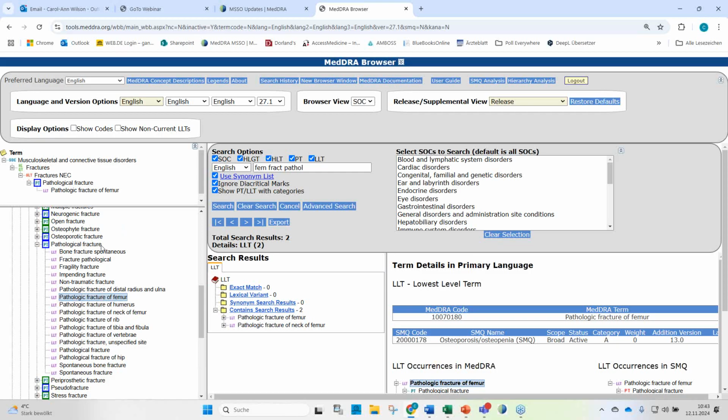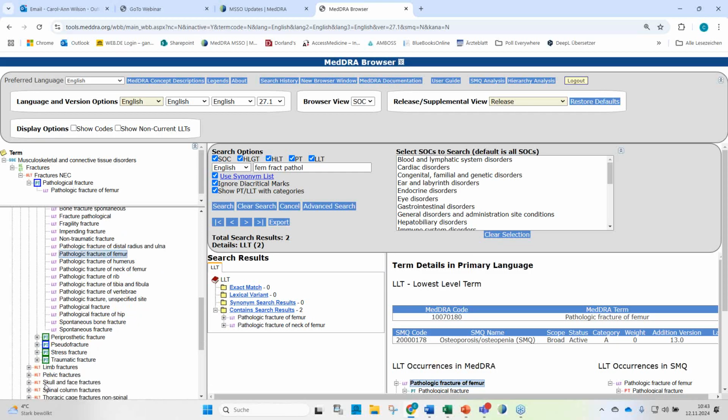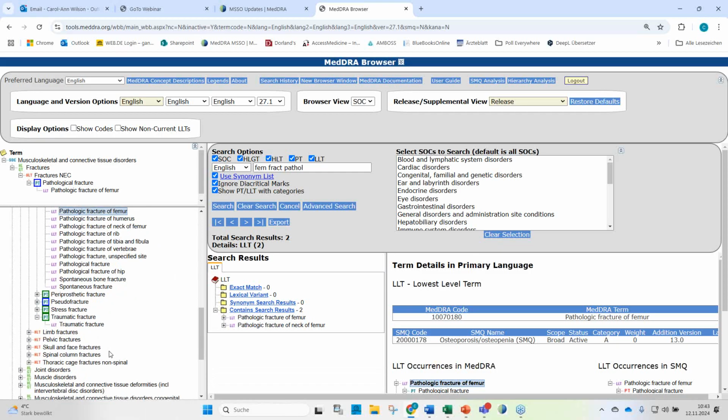So, and traumatic fracture, of course, traumatic fracture is also available. Here it is. Traumatic fracture was the last choice in the poll. So can the low energy impact be considered a trauma? So again, difficult to decide.